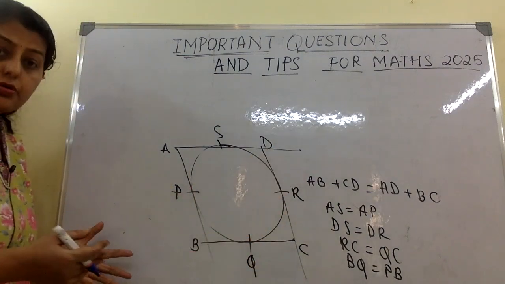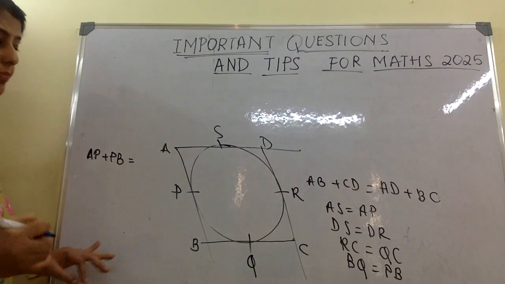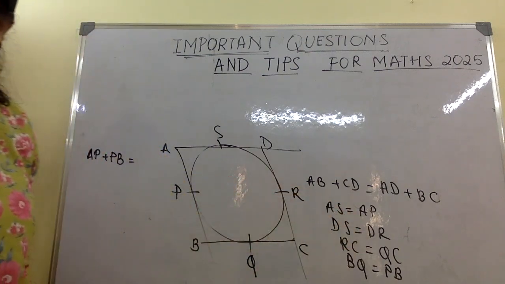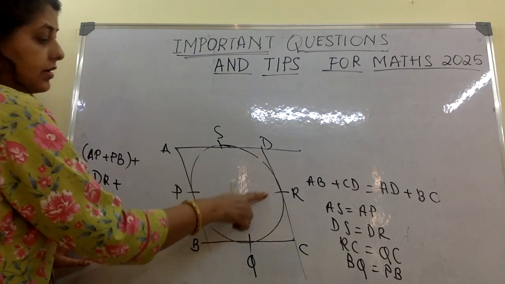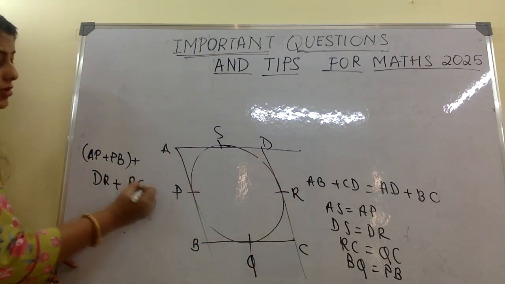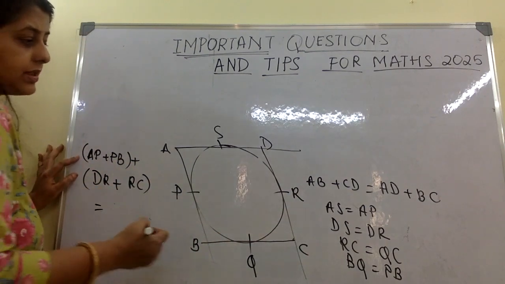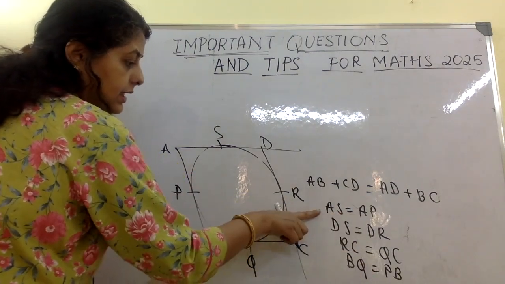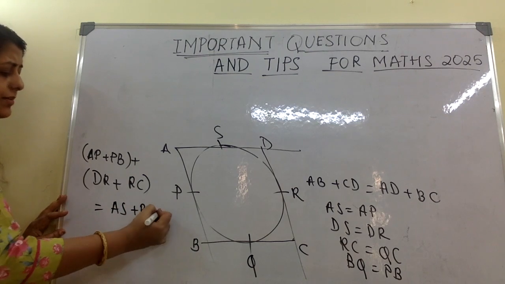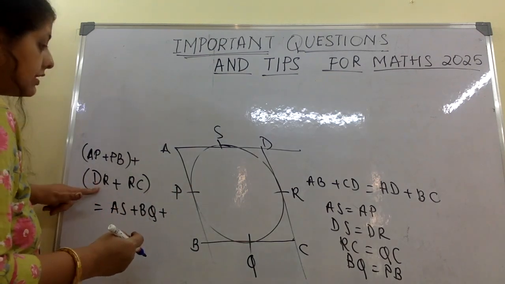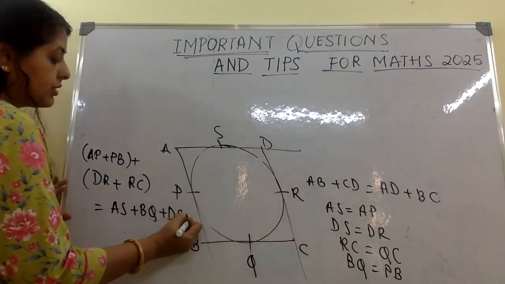Okay, and then what are you going to do? AP plus PB plus DR plus RC. It is okay if it is on the left hand side. That is equal to AP plus PB, AS, BQ. So AS plus BQ, you just write them and later you can get them together. DR is DS and RC is QC.